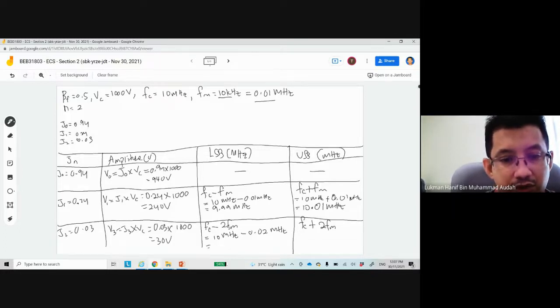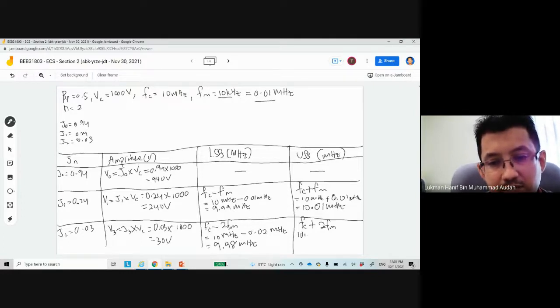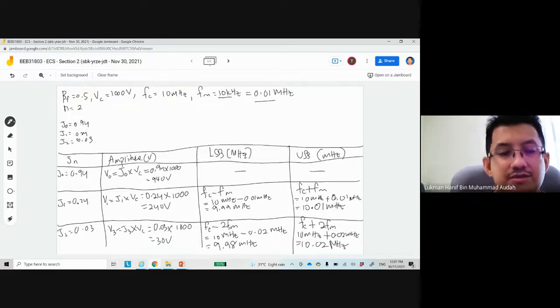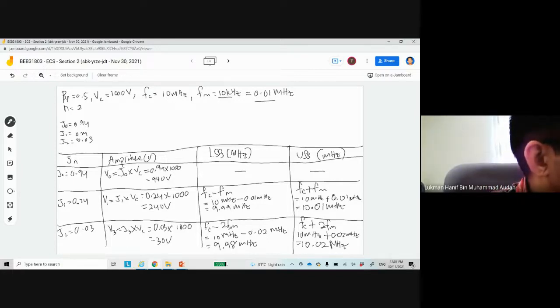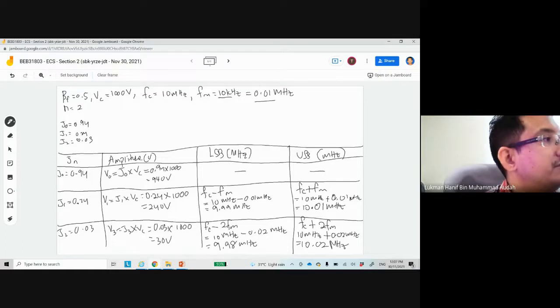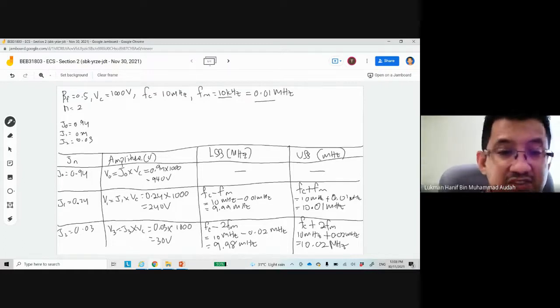So this is equal to 9.98 megahertz. Here is 10 megahertz plus 0.02. So this is equal to 10.02 megahertz. And then what? After I get all these values, then I can draw the amplitude spectrum.